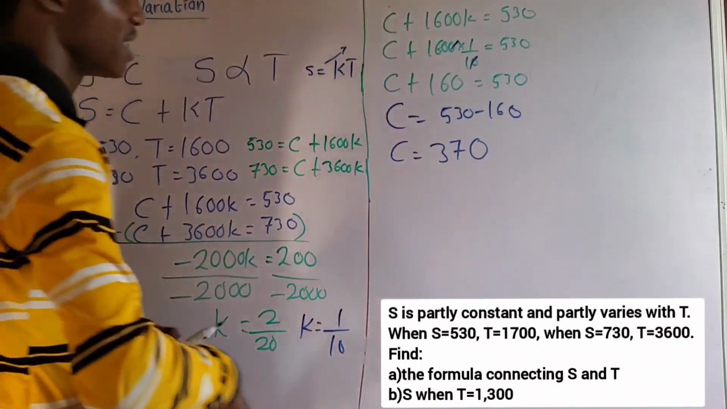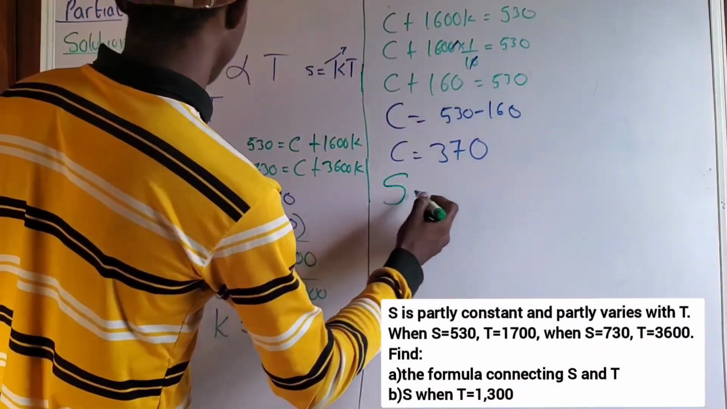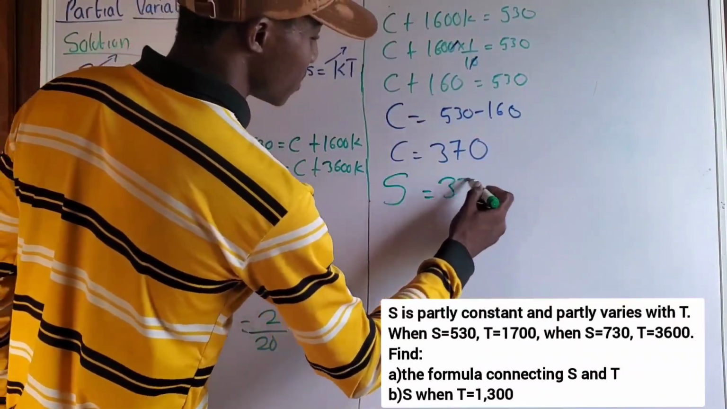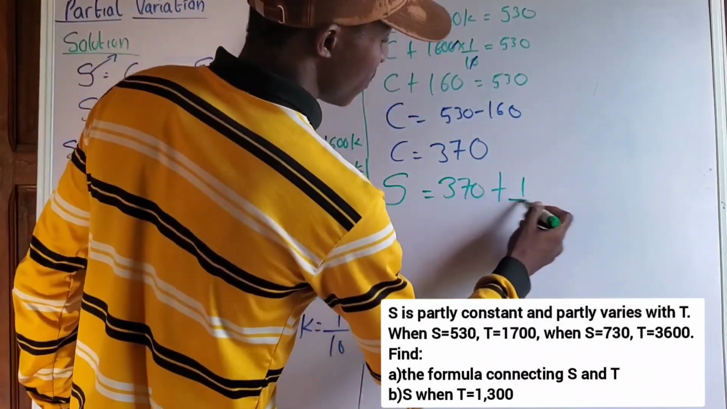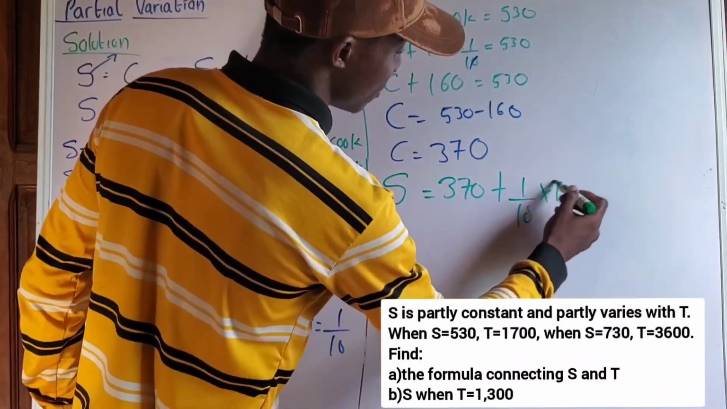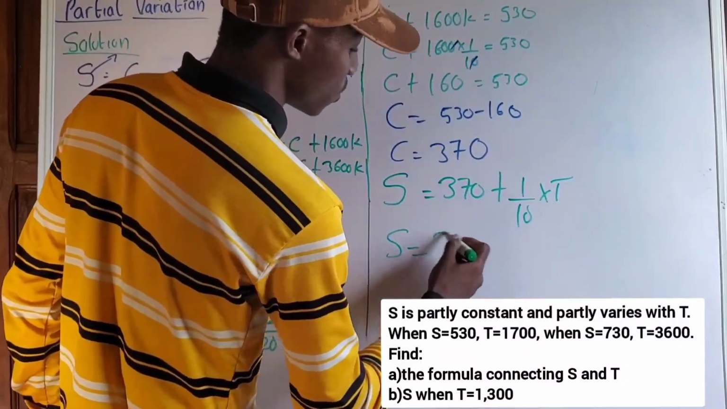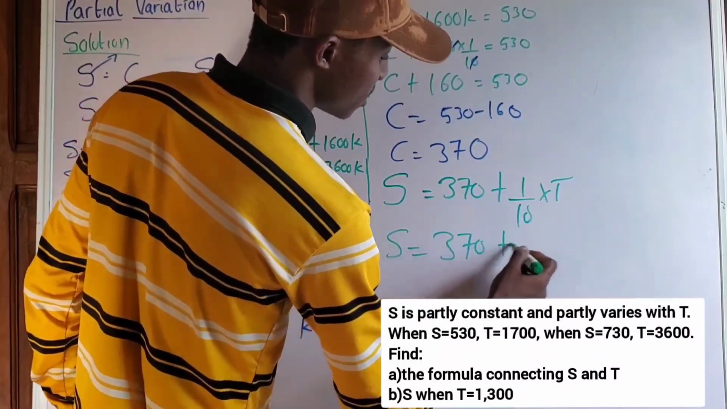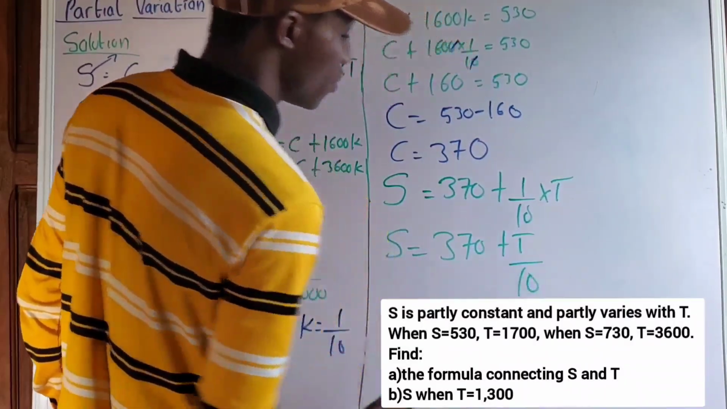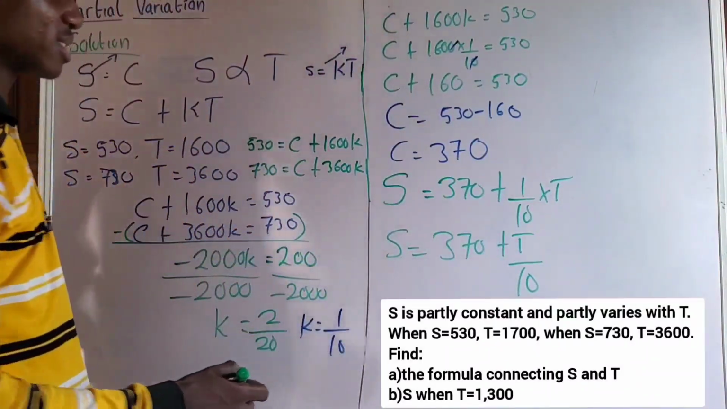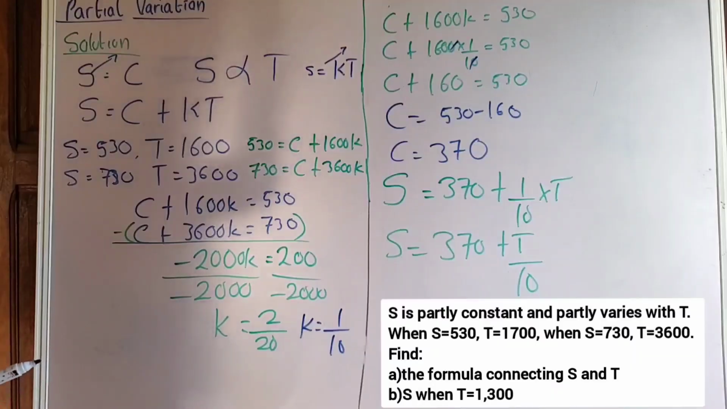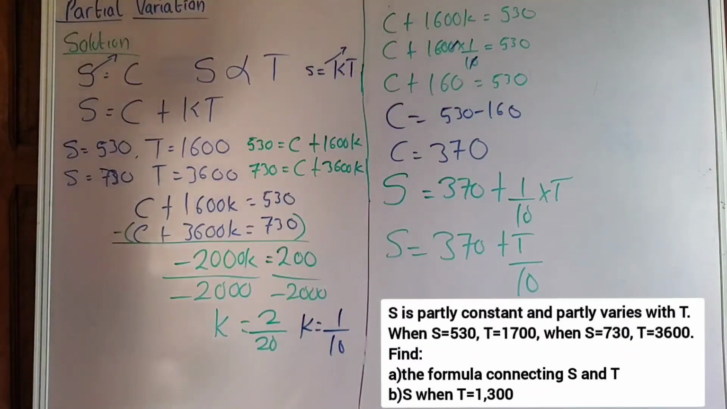So I'm going to have s. The equation connecting them is s equals c, which is 370, plus k. What is k? 1 over 10. And 1 over 10 multiplied by t, right? Which is s equals 370 plus t over 10. So the equation connecting s and t is s equals 370 plus t over 10. Do you understand? Okay, having gotten the equation connecting them, we can now proceed to calculate the second question.